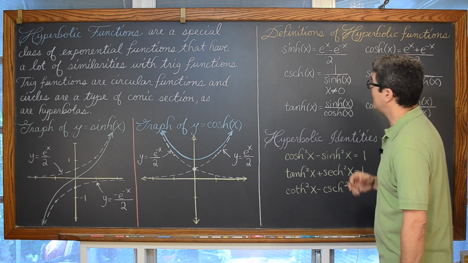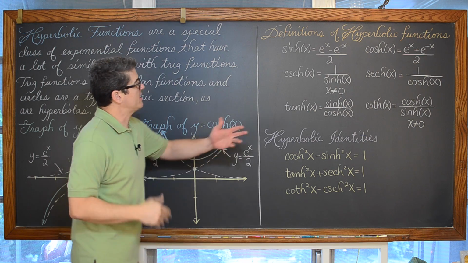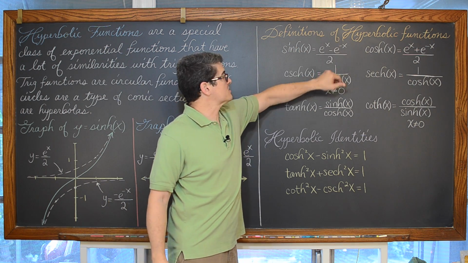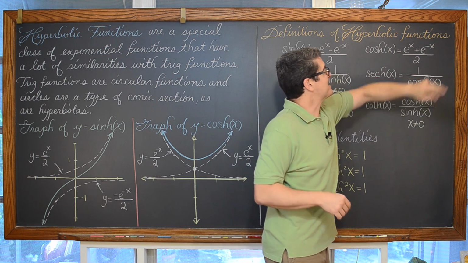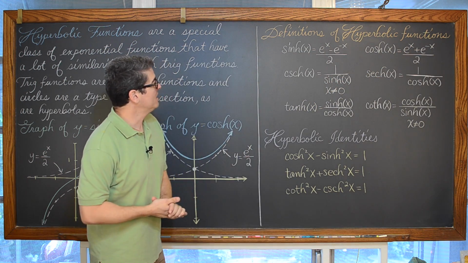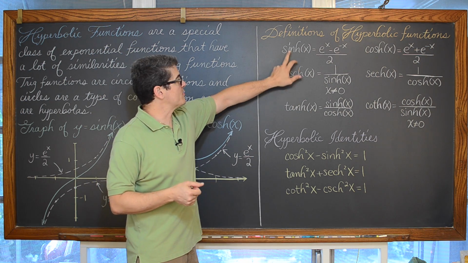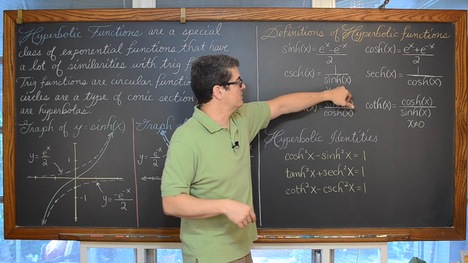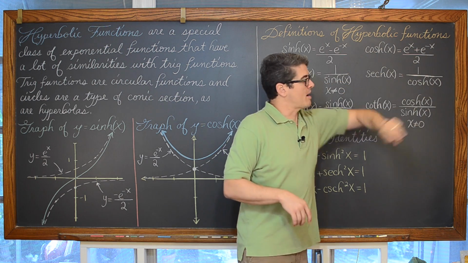Now, the definitions or identities that go along with your hyperbolic functions: hyperbolic sine of x is e to the x minus e to the negative x over 2, and hyperbolic cosine of x is e to the x plus e to the negative x over 2. Hyperbolic cosecant is the reciprocal of hyperbolic sine, where x cannot be equal to 0 because you'd be dividing by 0, can't do that. Hyperbolic secant is the reciprocal of hyperbolic cosine.